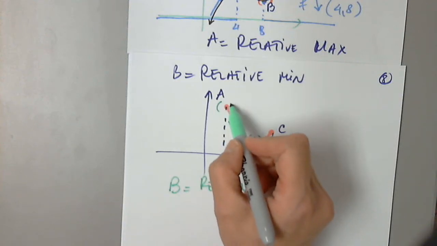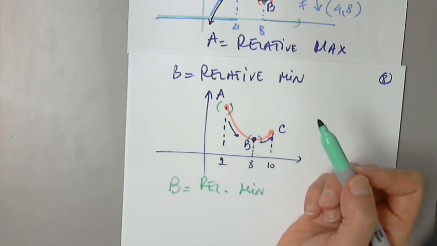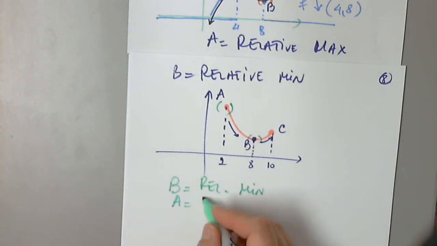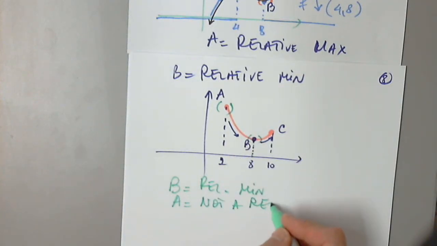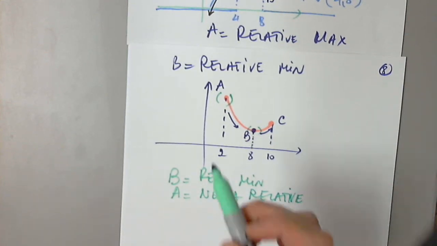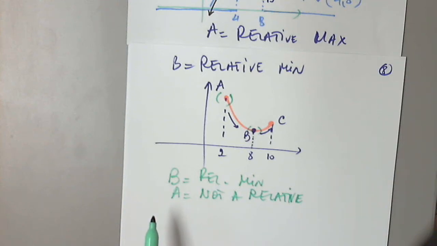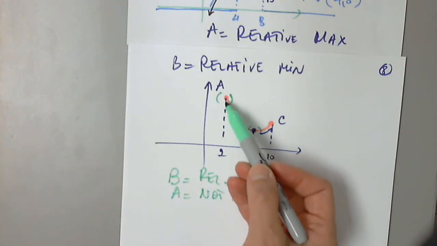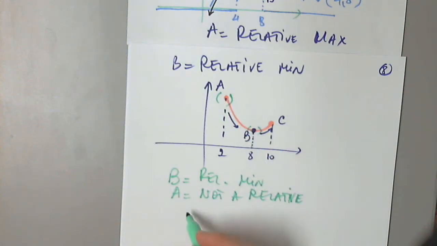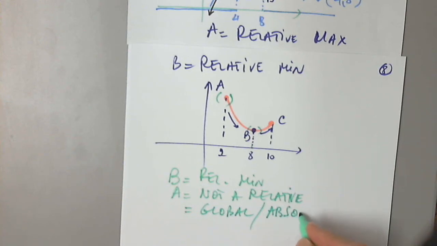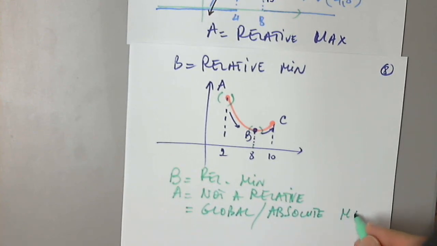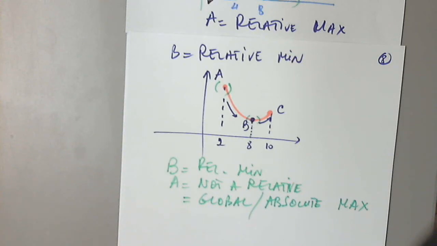Okay, let's look at point A. Can I show the open interval on both sides? So point A, not a relative or local. The endpoints of an interval could never be relative. But since it's the highest possible value of this function, that will be a global or absolute max. But it cannot be a local or relative because I cannot show the open interval. The function is not defined on one side.